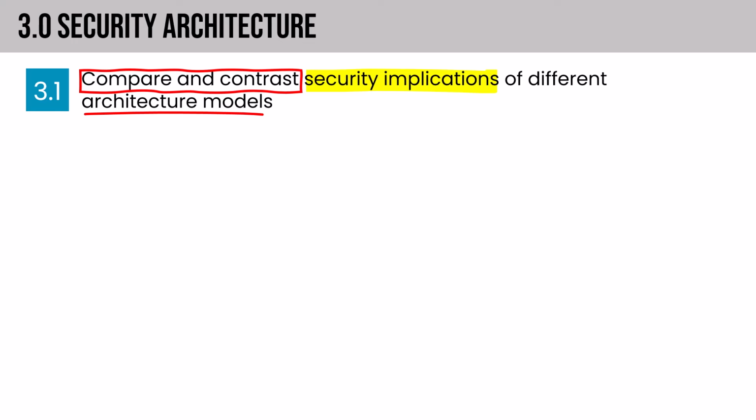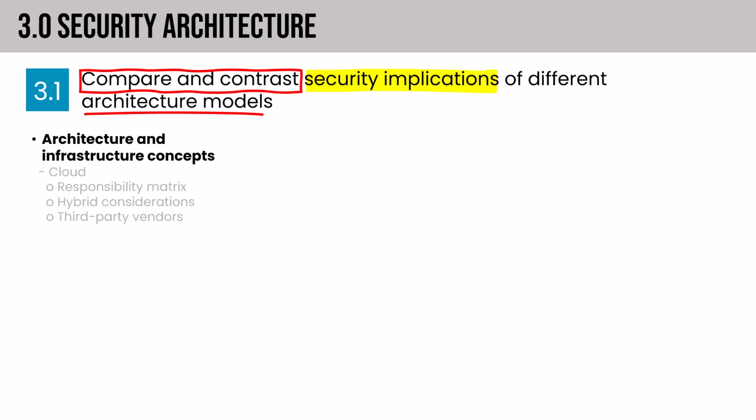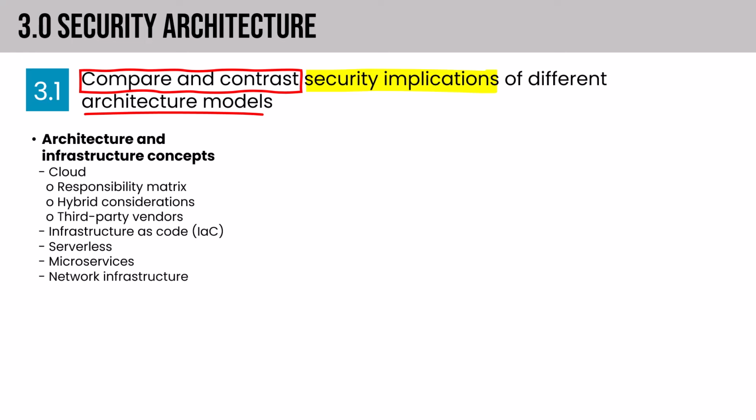And the architecture and infrastructure concepts here definitely cover a lot of cloud technology. We'll look at the shared responsibility model, called the responsibility matrix in this syllabus. And we'll talk about hybrid considerations, think hybrid cloud, a very common model in the enterprise. And we'll touch on a variety of concepts from infrastructure as code, serverless, microservices, and then various aspects of physical and logical networking and network segmentation.